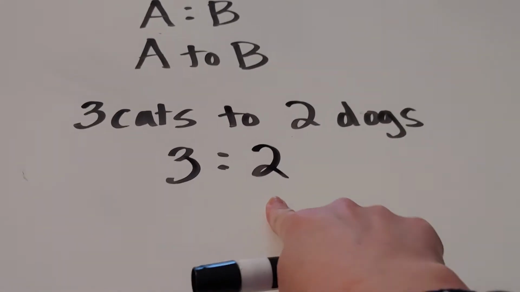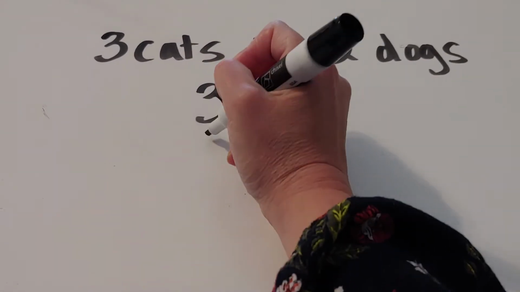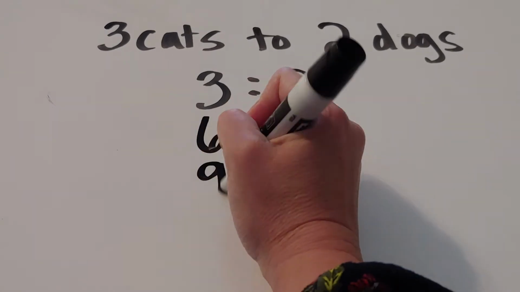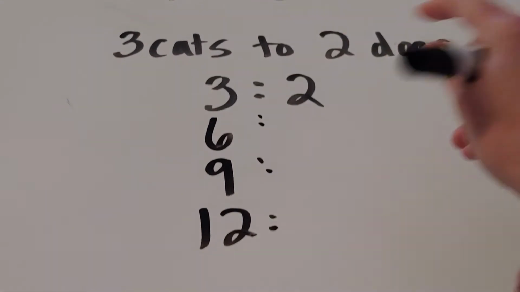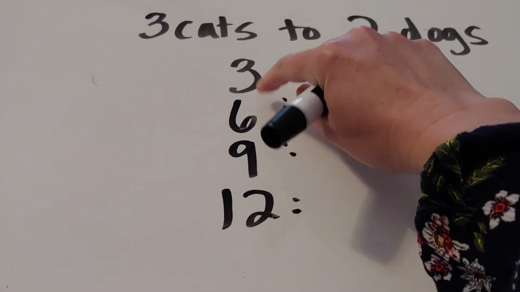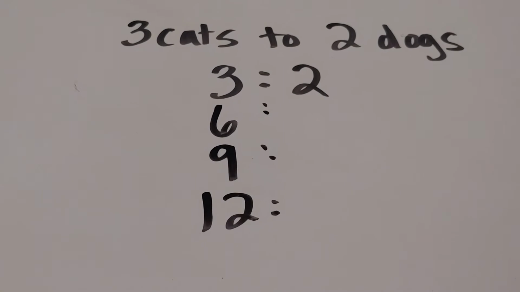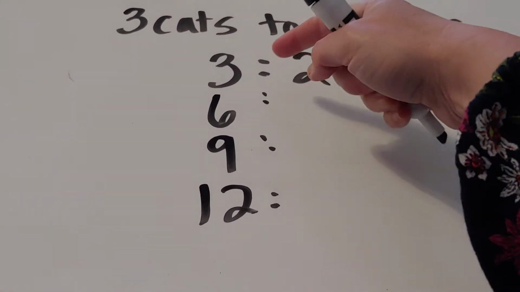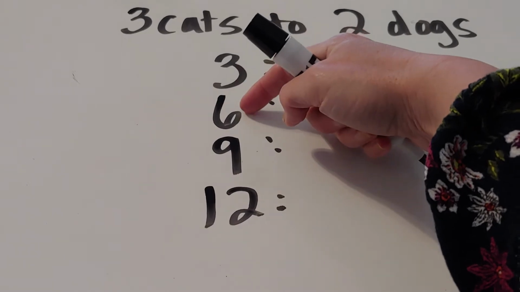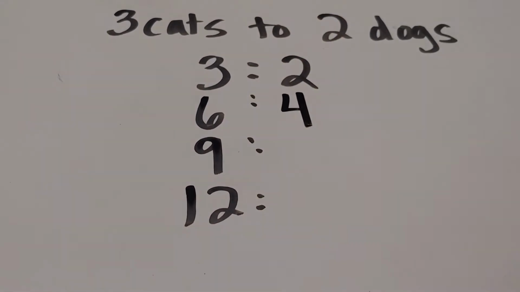Now, the most common way of doing this is by thinking of multiples. So multiples of 3 would be 6, and then 9, and then 12. Multiples being, of course, 3 times 2, 3 times 3, 3 times 4. How a ratio works is that my dogs have to still keep the same ratio. So if I doubled my cats, then I double my dogs. So 6 cats to 4 dogs.